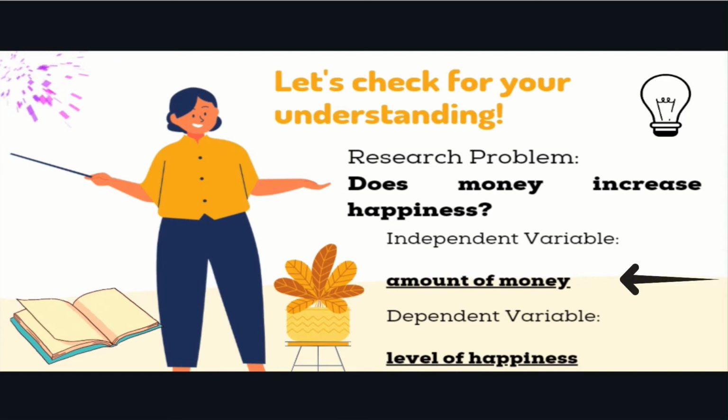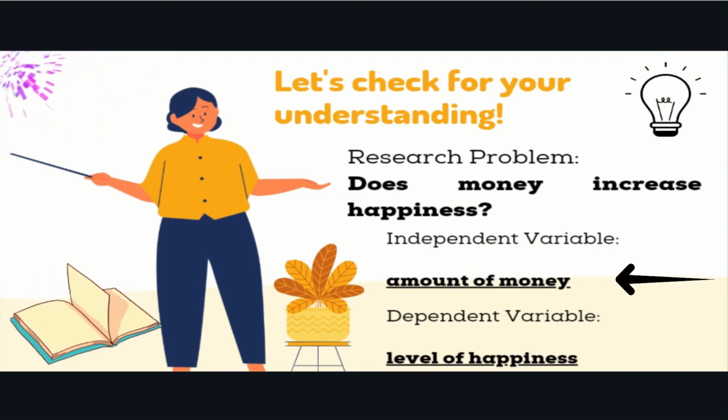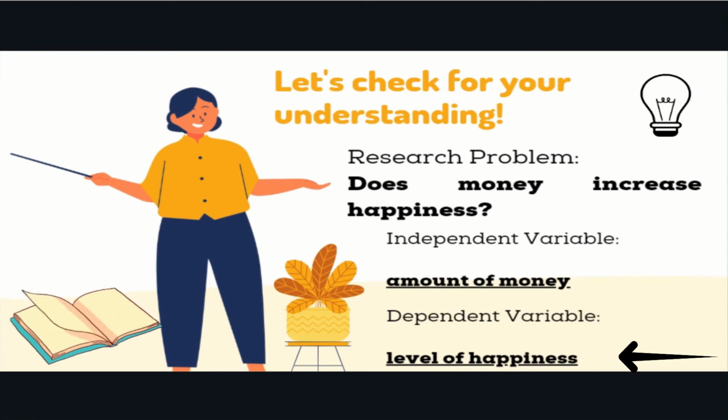Yes, the independent variable is the amount of money. Money represents the treatment to see if it affects the outcome. The researcher can manipulate the amount of money among participants. The dependent variable is the level of happiness. Remember, the dependent variable represents the outcome or response. The researcher has no influence on the level of happiness among participants.